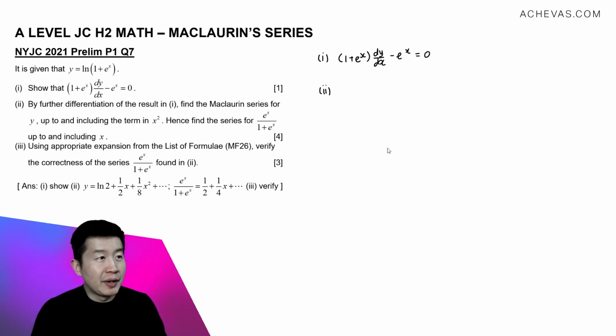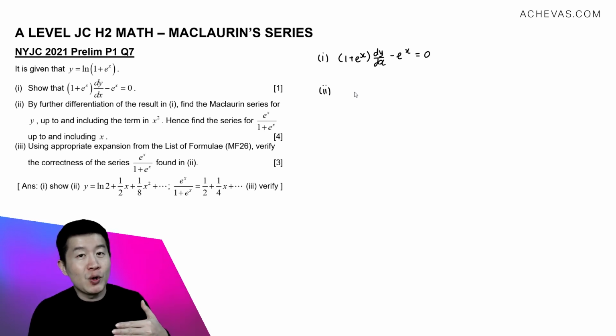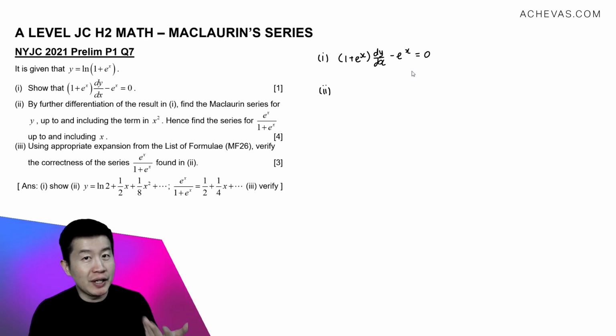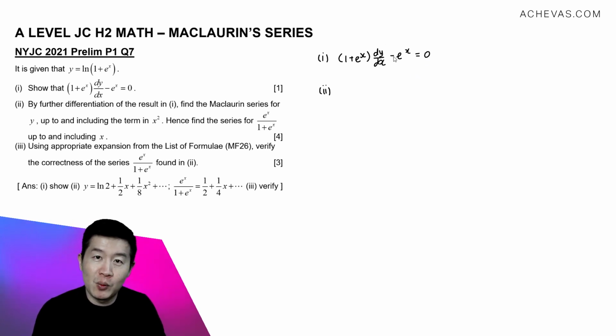Here we are supposed to find the Maclaurin series for y up to and including the x squared term, which means that we need not just y, which is already given to us. We need also dy/dx, which we can obtain from part 1, but we also need d squared y/dx squared because we are supposed to go all the way up to the x squared term. So for d squared y/dx squared, which we still don't have, we are going to take the result from part 1 and differentiate it with respect to x.